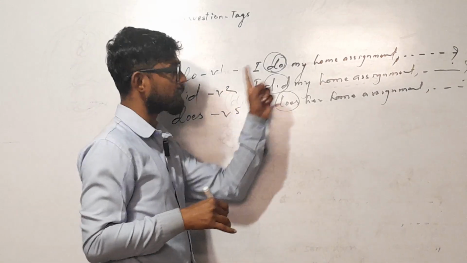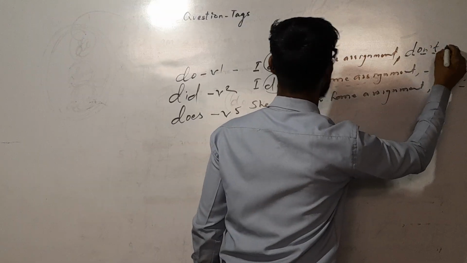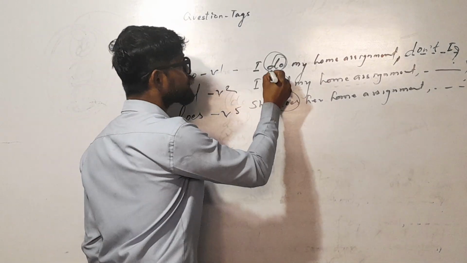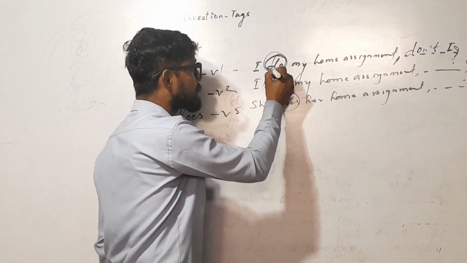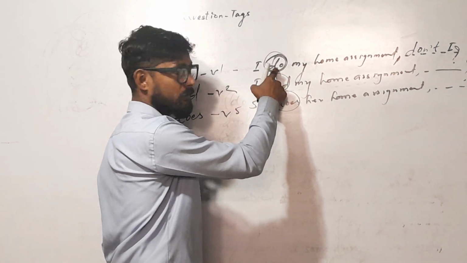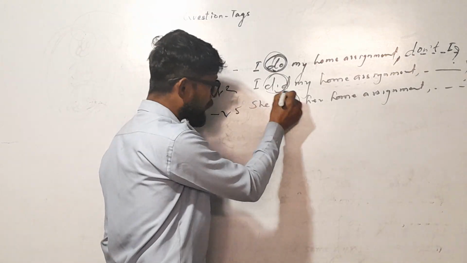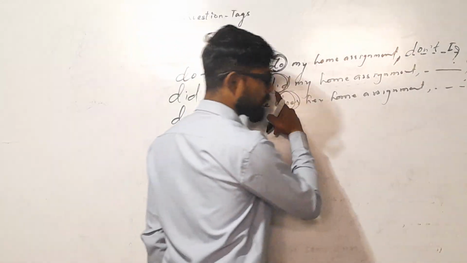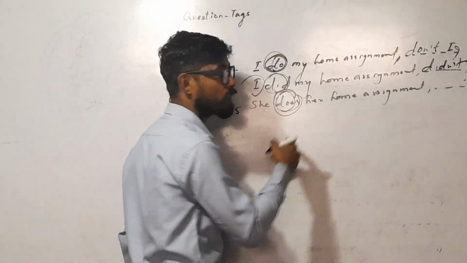And here it is used as main verb, verb 1. So here we must write what? Don't I. Because again I would like to tell you that it works as a main verb. It isn't an auxiliary verb or helping verb here. What is the question tag of this question? Did is verb 2, so didn't. Does is verb 5, so doesn't.